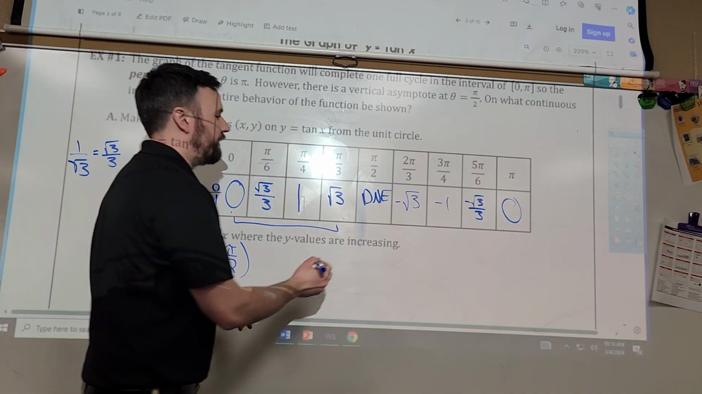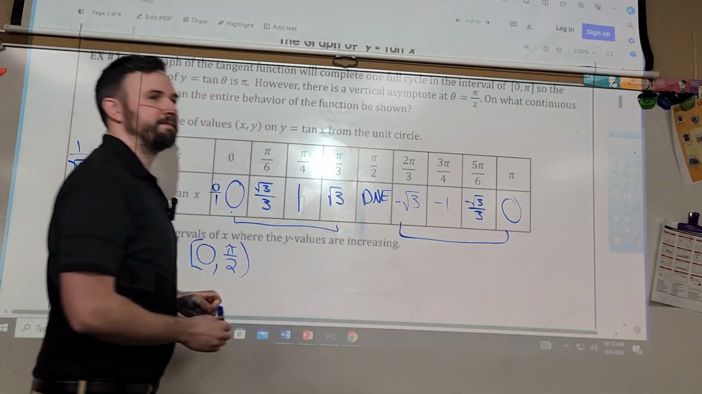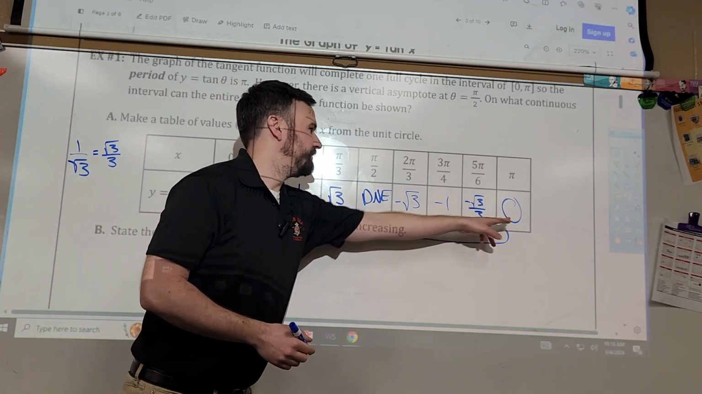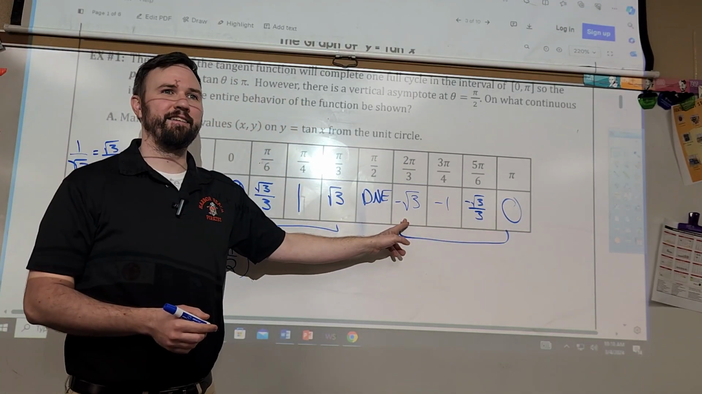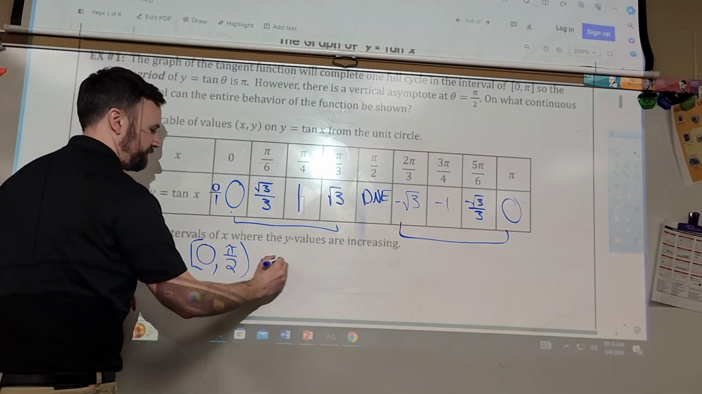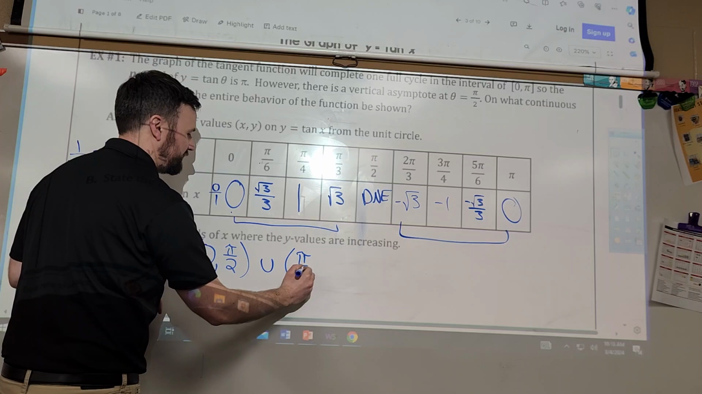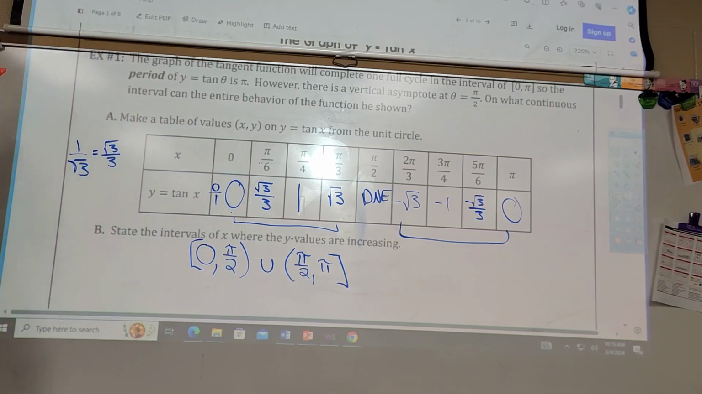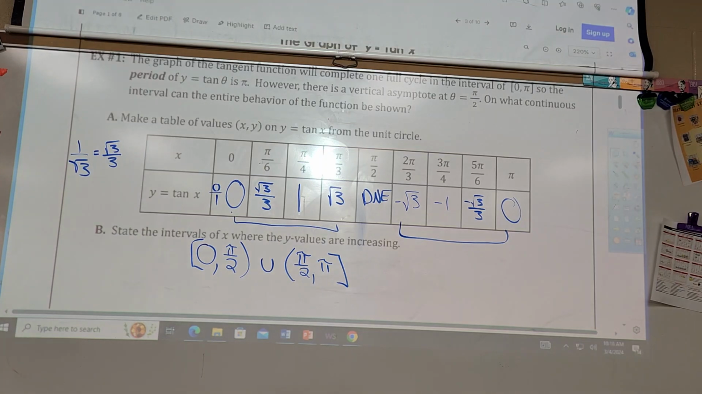All right. Now on this side, am I increasing? I am, because they're negative, right? 0 is bigger than negative root 3. Negative 1 is bigger than negative root 3. So I am increasing on both of them. I'm increasing everywhere that exists in the domain. So tangent is always increasing. Always increasing. So what do you mean increasing?